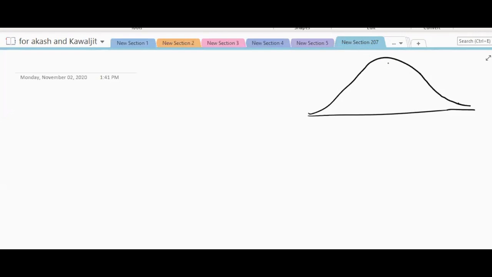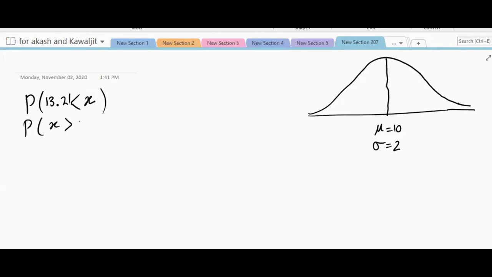Now, let's make it a little harder. We have the mean is 10, standard deviation is 2, and we ask you what is the chance that something is more than 13.21. We can also write it as x more than 13.2. They're the same thing. So what should I do first?